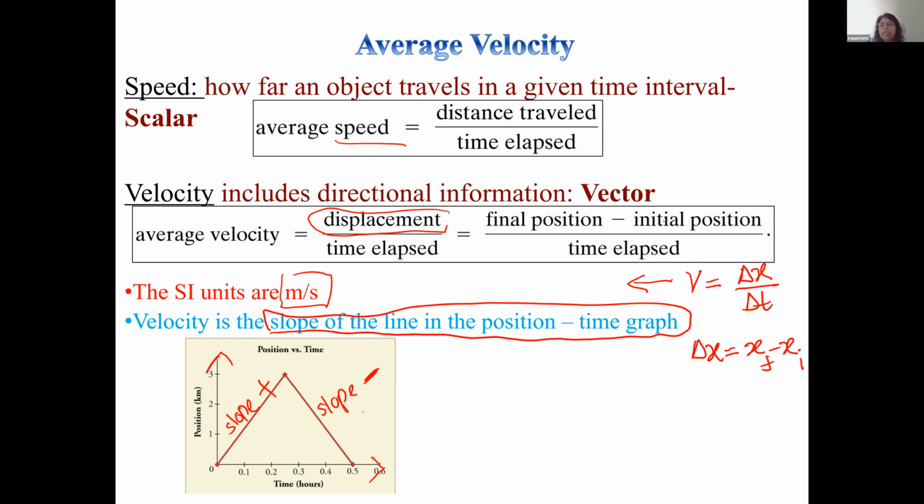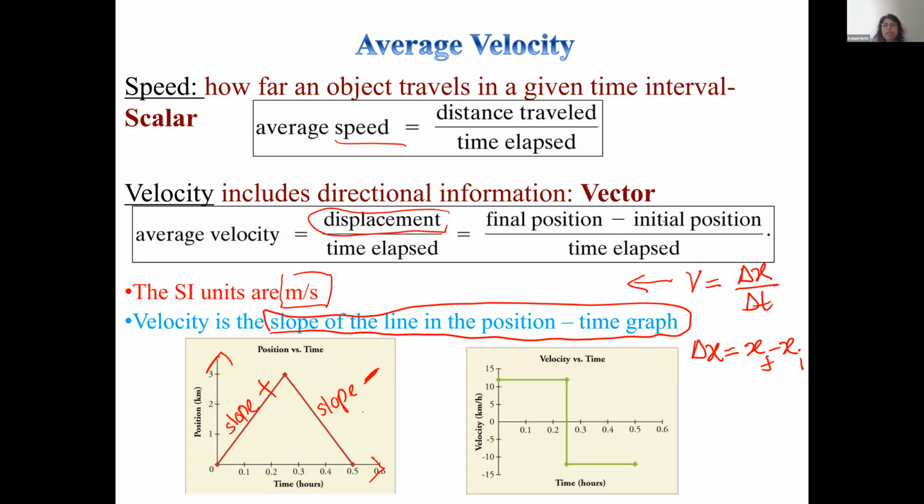Now if I plot the velocity as a function of time, what do you get? You will see until this point your slope is positive and it is a constant. That's why I have this, right? After around 0.25 hours, I have the negative slope that is constant. That will show you the velocity plot in relation to your position plot. So these two are related to each other. The position plot can produce the velocity plot if you think about the slope of the position plot.